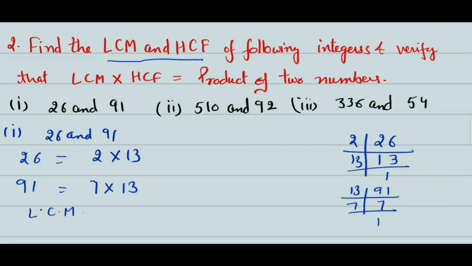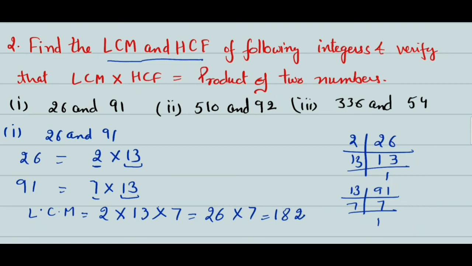So let's find the LCM. What is LCM? LCM is the product of the greatest power of each prime number. Here first we'll see 2. Here we have 2, here we don't, so we'll write 2. And 13, the greatest power of 13 is only 1, so we'll write it here. We are left with 7, so we'll write 7 also. And now 13 twos are 26, into 7, and 26 into 7 is equal to 182.